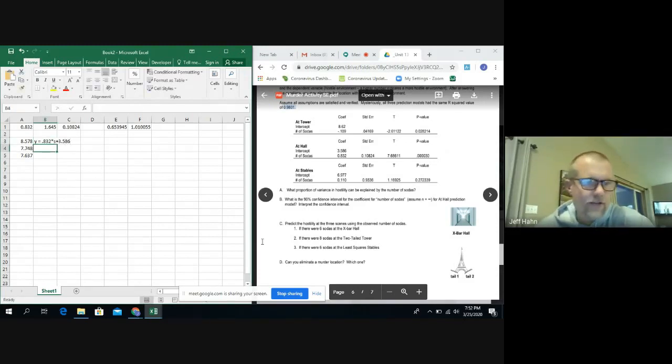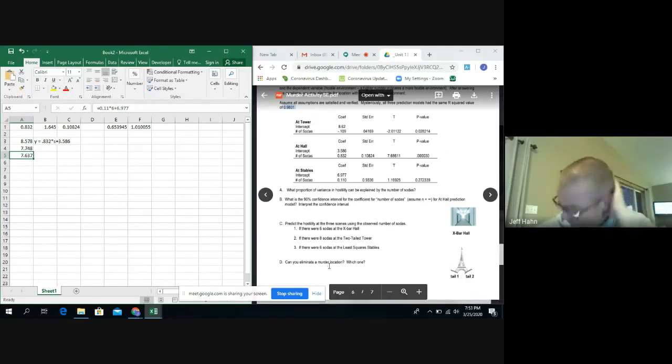So that's our equation. And then if I just make those other equations down here, I plugged in 6 for this one, so 0.832 times 6 plus 3.586. And then for this one, I used the two-tailed tower one, and I got 7.748. And then the last one, for the stables, I got 7.637.